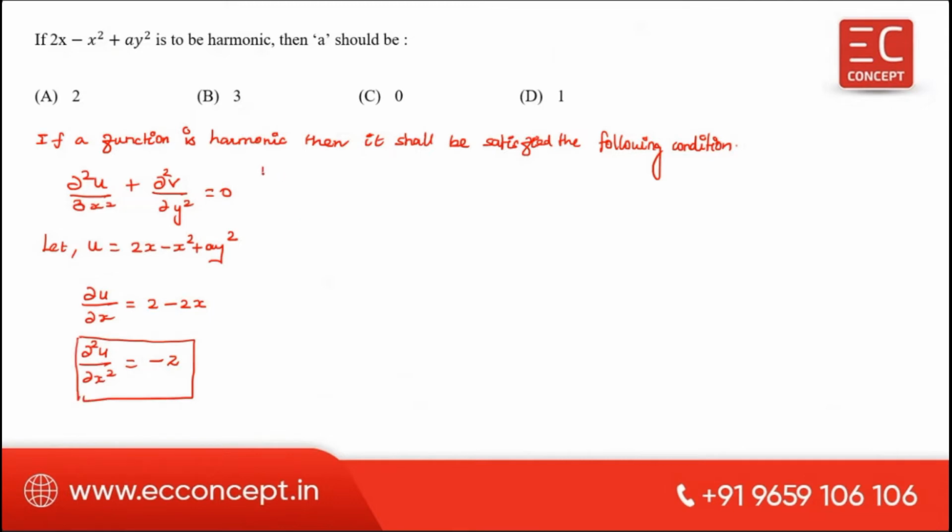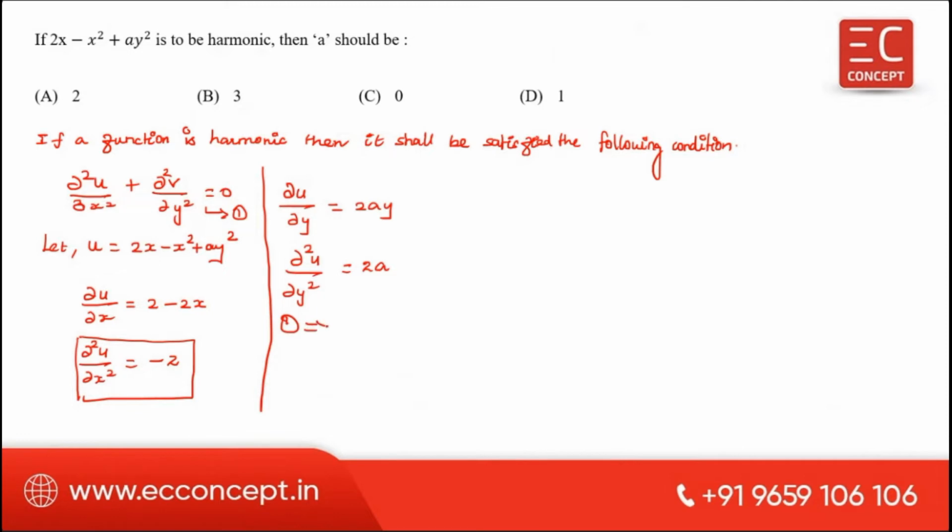And the next one, let us calculate ∂u/∂y. If you calculate ∂u/∂y, then these 2 terms will be 0. You will get 2ay. Further, ∂²u/∂y², you will get 2a. Let us take this as equation number 1.